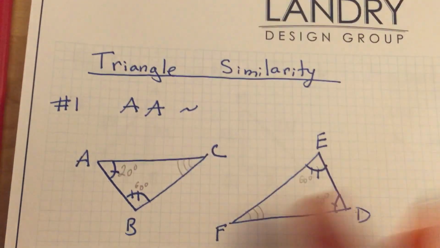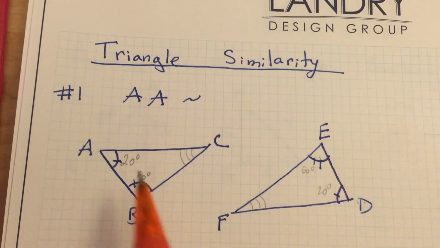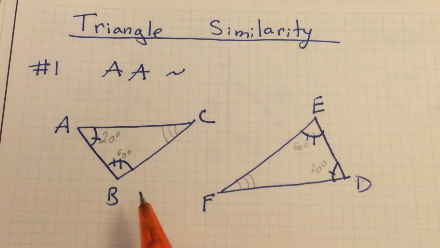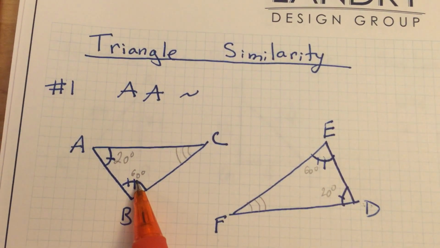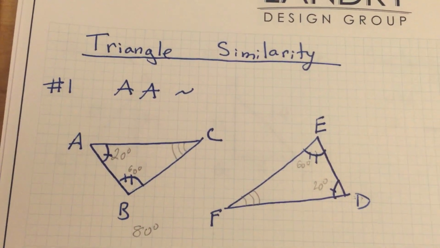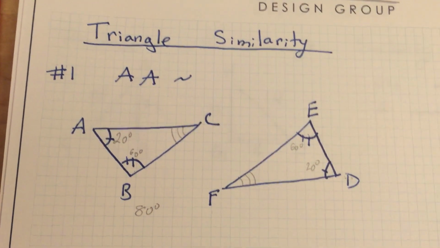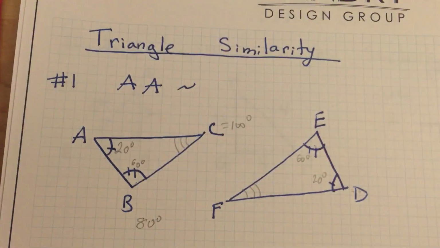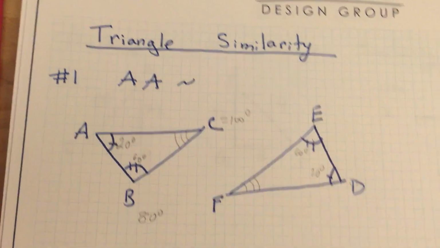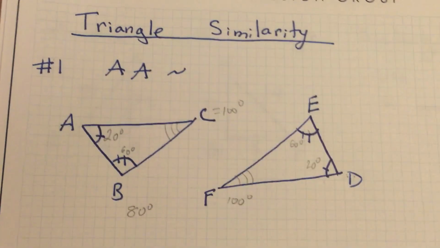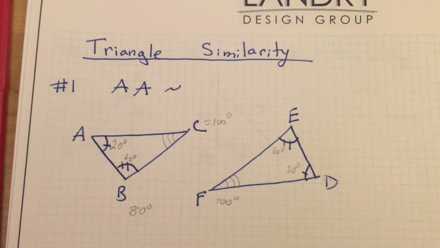Again, the triangles would be similar to each other. Obviously, the lengths don't have to be exactly the same to be similar to each other. And if you add these angles up, you would be left with 80. What does a triangle add up to be? 180, right? So that means that this angle would have to be 100 degrees. And if you do the same over here, what does angle F also have to be? 100 degrees, right? So you have all three angles match up together.